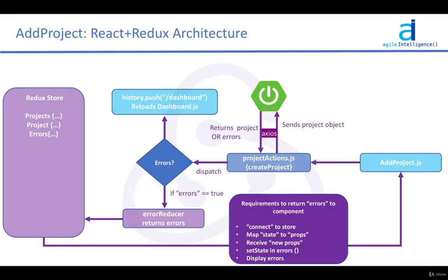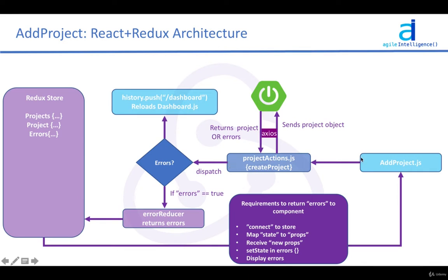Hey team, welcome back. So now we're going to start working on wiring things up so that we can start sending project objects to our backend. And we're going to start wiring up our project actions and also our errors reducer, which is the only reducer that we're going to use for this specific action.